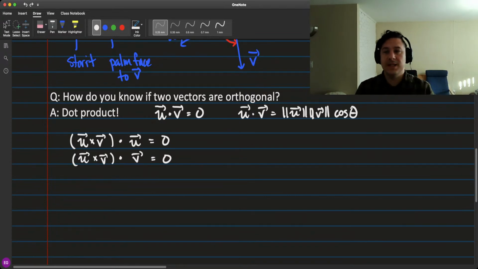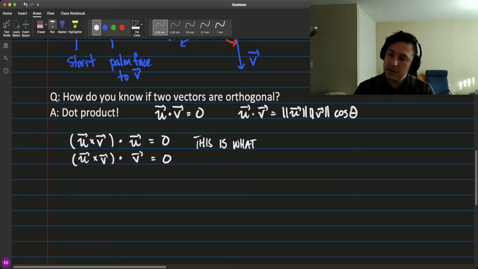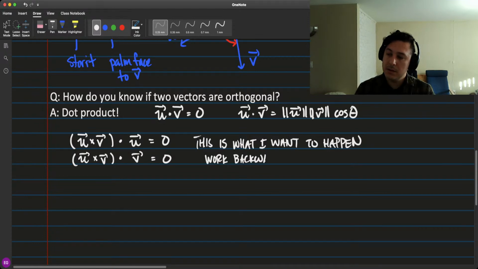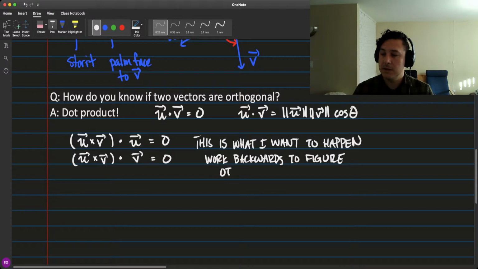This is what I know I need to get. This is what I want to happen. And we're going to work backwards to figure out how to make this happen. That will show us how to calculate the cross product.